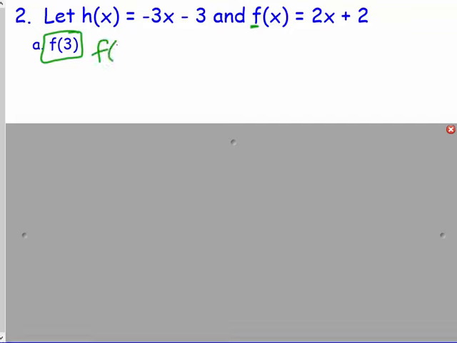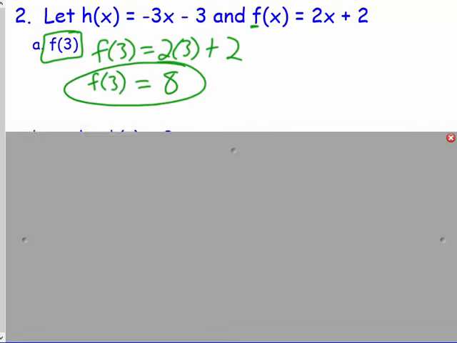So now I can just say f of 3 equals 2 times 3 plus 2. And again, we're just working that out to figure out what f of 3 is. Well, 2 times 3 is 6, plus 2 is 8. And I figured that question out.